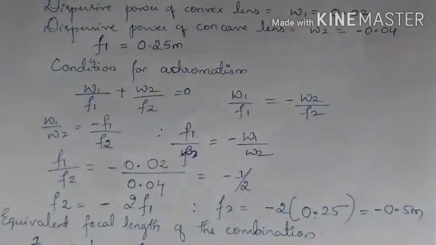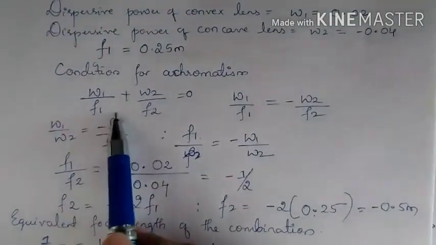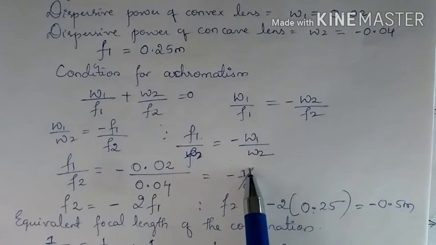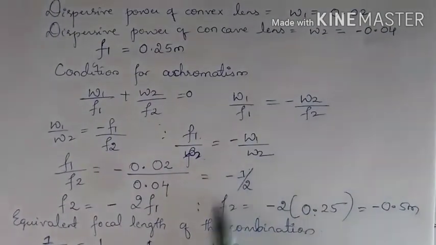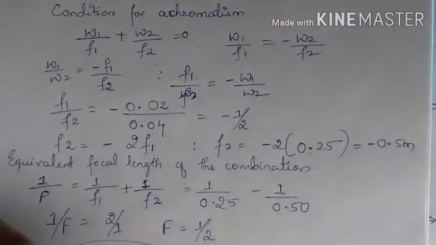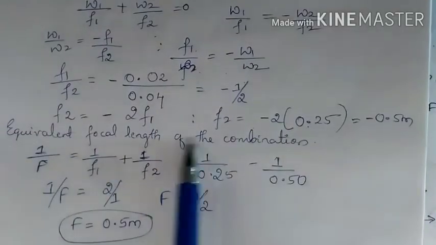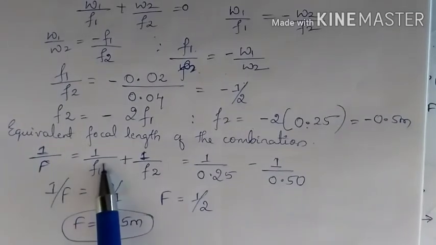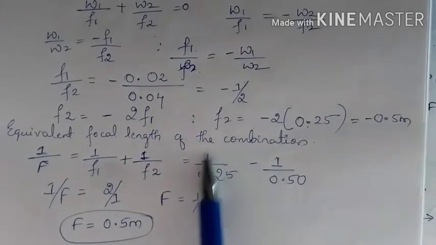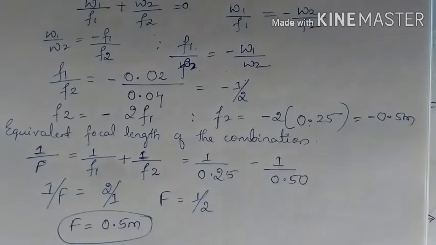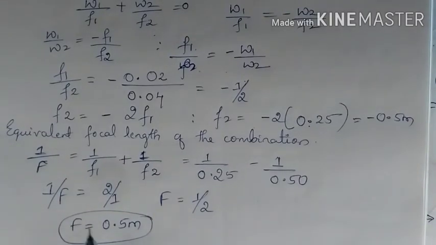With that, we can find the condition for achromatism. The condition is omega 1 by f1 plus omega 2 by f2 is equal to 0. So omega 1 by omega 2 is equal to minus f1 by f2. With this, we found what f2 is. Now let us find the equivalent focal length of the combination. The formula is 1 by f is equal to 1 by f1 plus 1 by f2. If you substitute the values and solve, then you get capital F is equal to 0.5 meters. So this is the solution for the 13th question.